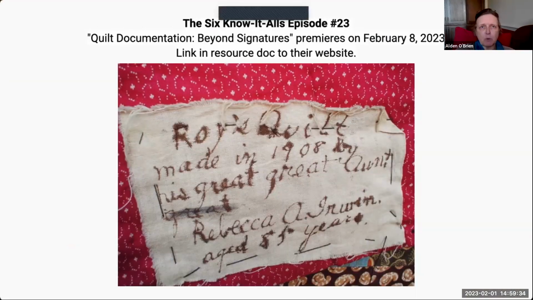And actually, five of the six Know-It-Alls just the other day recorded our next episode, episode 23, which is our February episode. And thank you for that. That was very quick. We actually talk more about this, about inscribed quilts and some of the cautionary hints that this may be a previous owner, or it may be an old blanket that was reused as the backing. So you have to be cautious about what that name is.